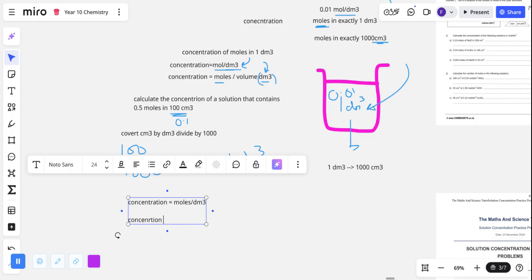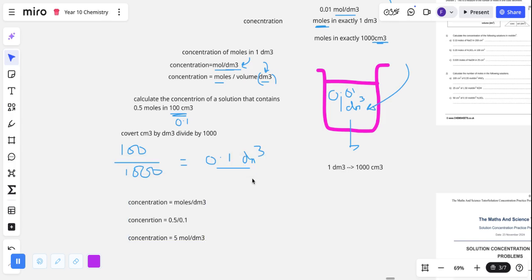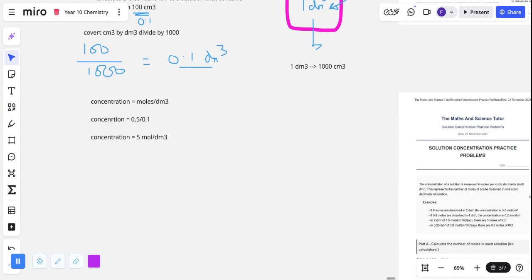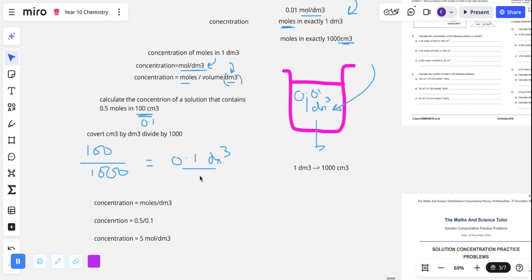What have we got? Concentration equals moles. In the question they gave me 0.5. Equals 0.5 divided by 0.1. I put that in my calculator and my concentration equals 5 moles per dm cubed. Boom, I'm done. That's it. That's the end of the session. No, it's not.